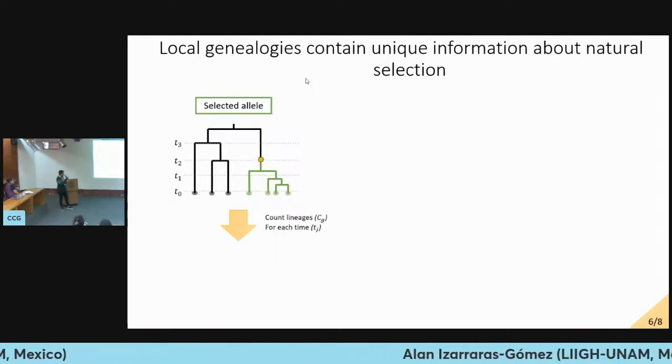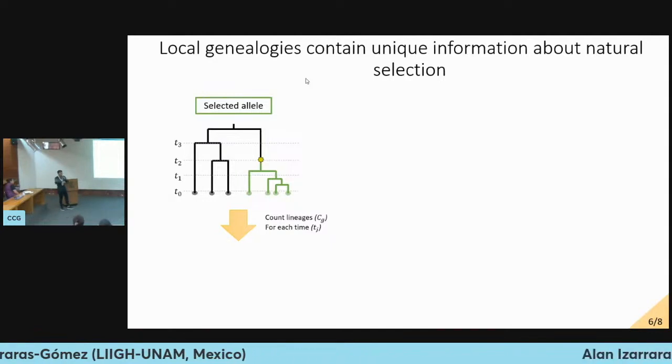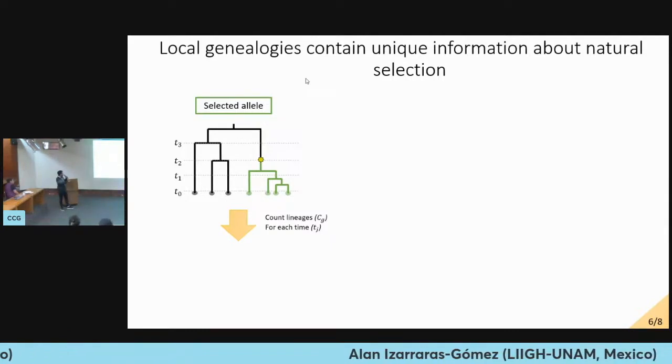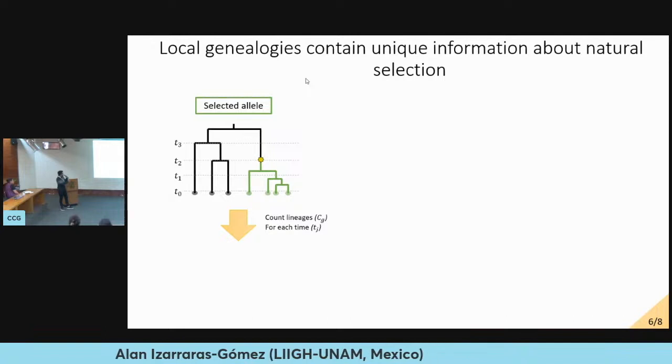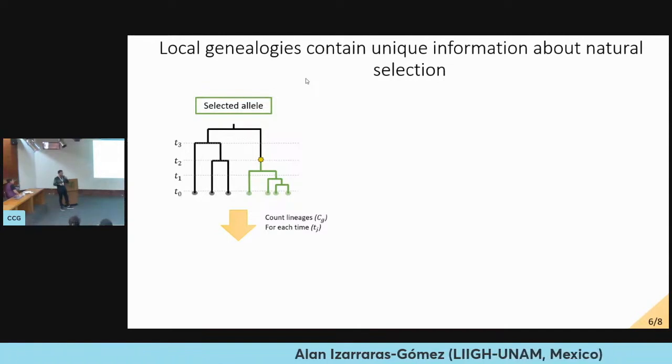And so here, what we are basically doing is counting the number of lineages of the derived allele at a specific time point. So for instance, here at time 0, we have 4 lineages of the derived allele, but at time 1, we only have 2 coalescent events, and we're left with only 2 lineages. And by time 2, the derived allele has already coalesced into the ancestral allele.